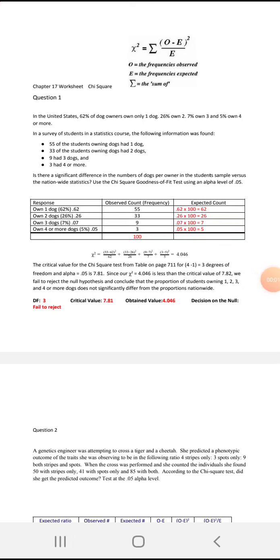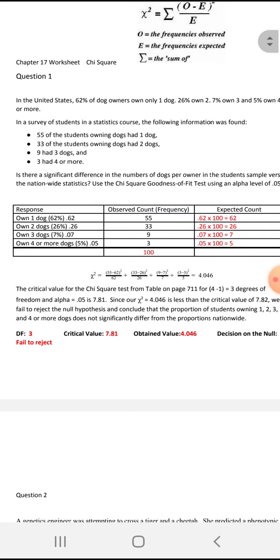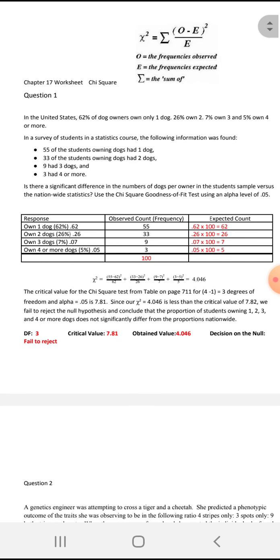Chapter 17 worksheet, chi-square explanation. All right, so chi-square is used mostly with categorical data. We'll go over question 1 step by step on how to solve a chi-square problem.